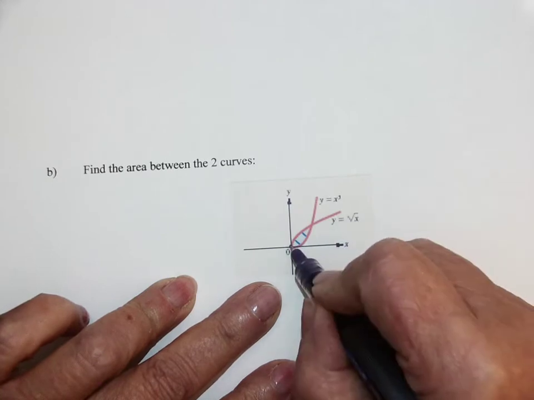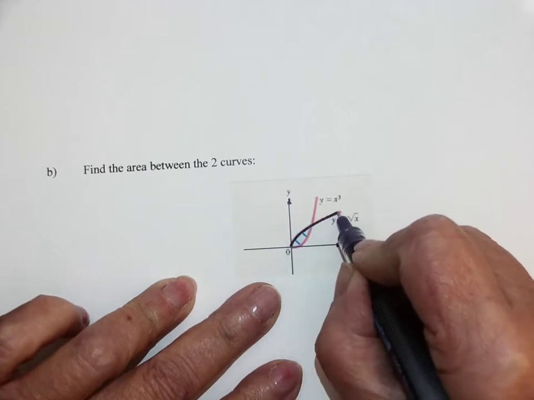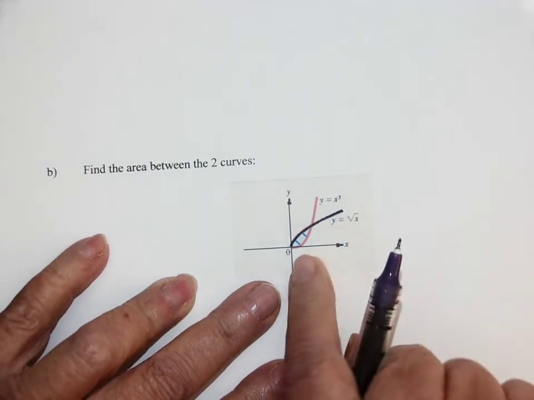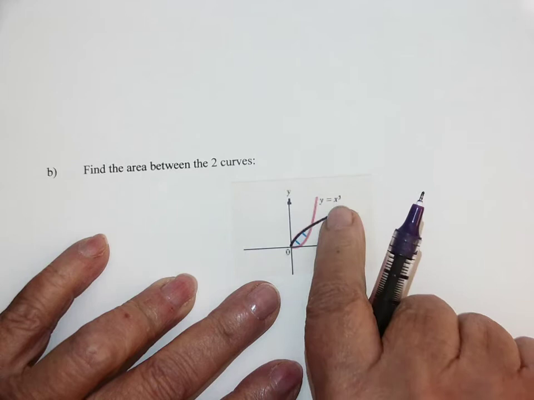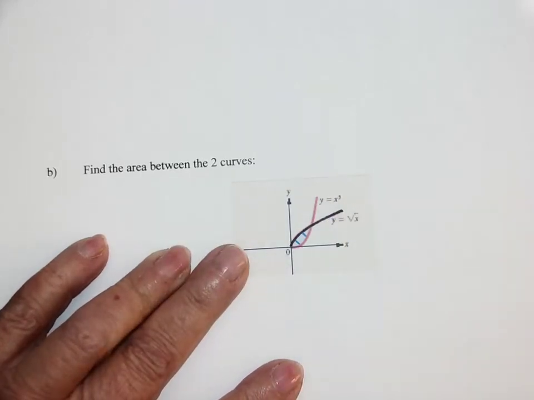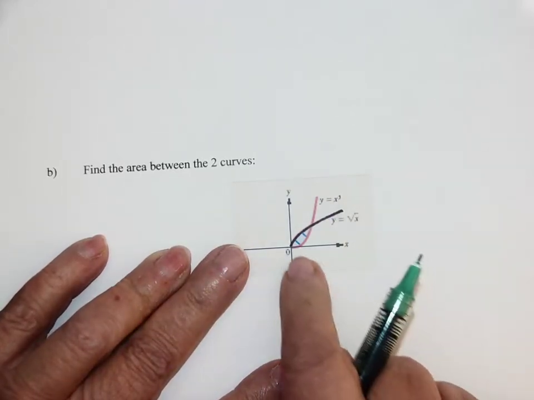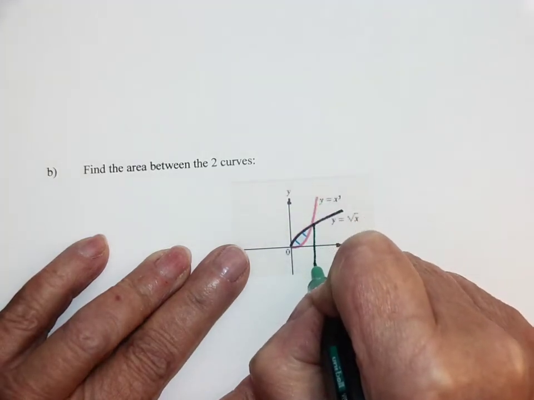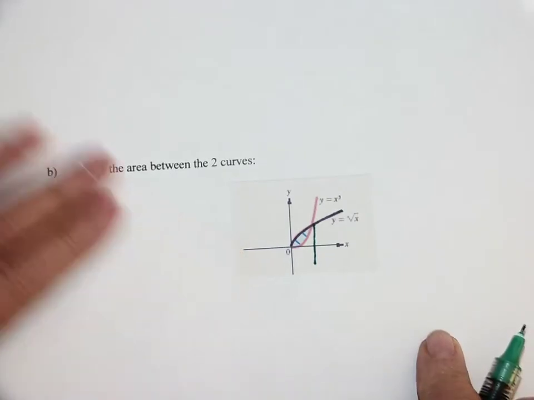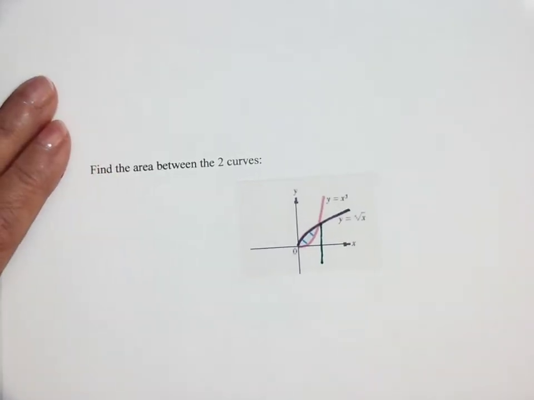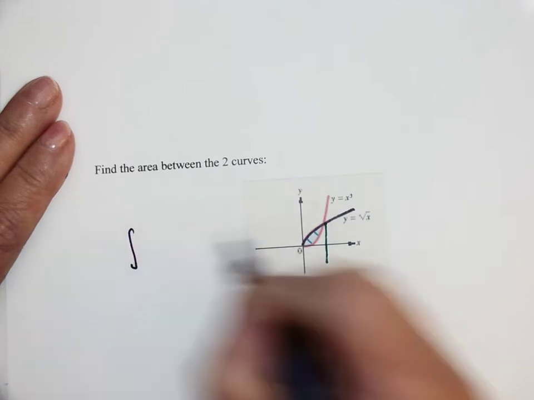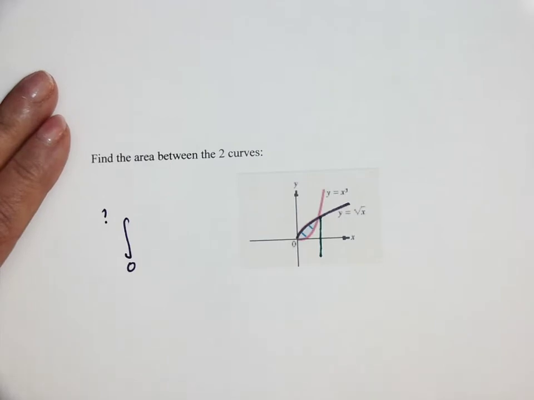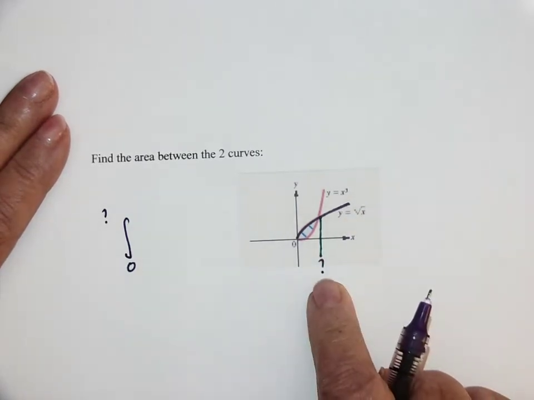And I'm going to make one of them a different color, and that's going to be the square root of x. And this one is x cubed. The problem that I have now, because there's nothing marked on the axis, I don't know where this guy stops. So I know it's going to be the integral from 0, and I don't know what that top number is. I need this guy.